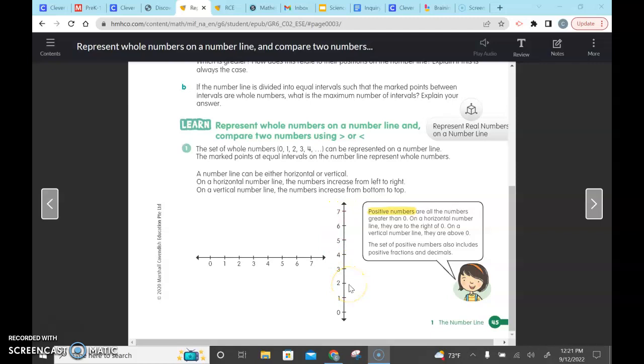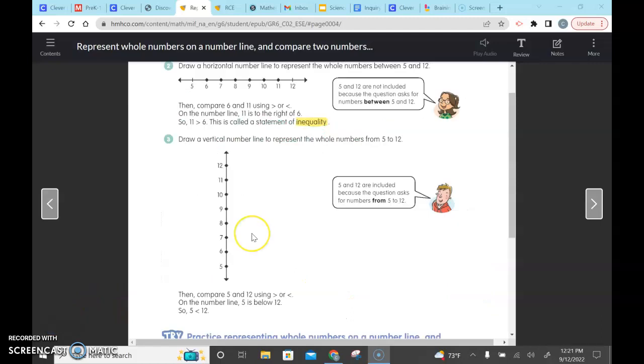Okay, so the set of positive numbers can also include positive fractions and decimals. So we'll look at that throughout the video today. So having a good understanding of a number line and the way it's set up will really help you out when you start comparing the values of two different numbers. So the basic idea on a horizontal number line, the farther to the right a number is, the greater the value it has. The farther to the left a number is, the less value it has. Now, when you think about a vertical number line, like we see there for number 3, we can see the higher up a number is, the more value it has, and then the lower the number is on a vertical number line, the less value it has.